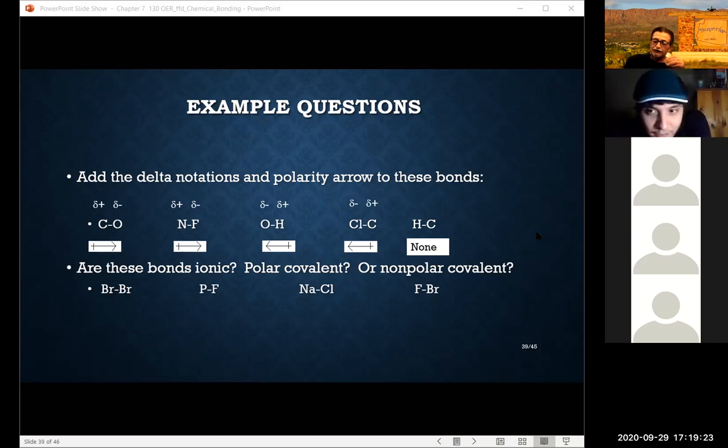They're asking you 3 things here. Are the bonds ionic? Then if they're not ionic, they must be covalent. And if they are covalent, which ones are polar and which ones are nonpolar? We said earlier the criteria for an ionic bond was a metal and a non-metal. So which one is an ionic bond here?